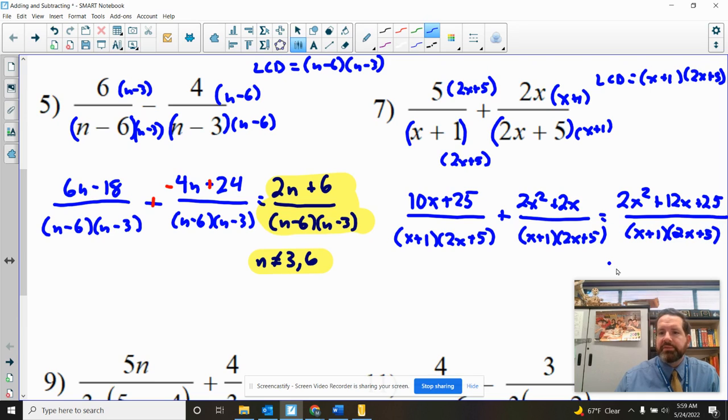And then just a quick list of restrictions. Make sure that your x isn't -1. Make sure your x isn't -5/2. And then we should be good to go. Couple more.